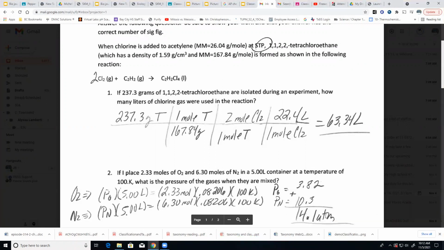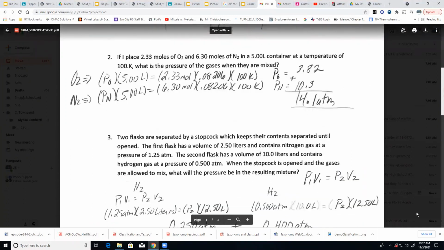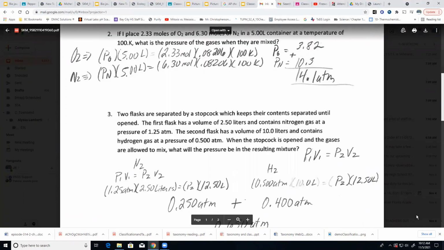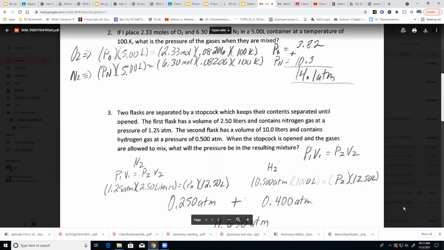And same thing with the next one. I feel like we've done several of these. We just had two separate things and then we mix them up. So you had to figure out the pressure of each one separately and then add them up. Dalton's law of partial pressures. And that one was just using one of the gas laws. It wasn't one of the noble gases.